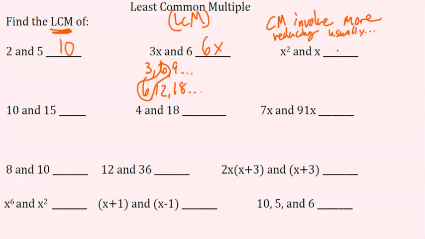X squared and x, you want to take the x with the biggest exponent, which is x squared. To get x squared from x, you're going to multiply by x. To get x squared from x squared, you're going to multiply by 1. To get 6x from 3x, we'll multiply by 2. To get 6x from 6, we're going to multiply by x.